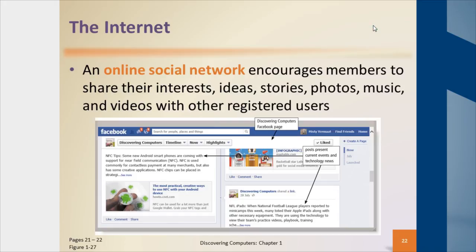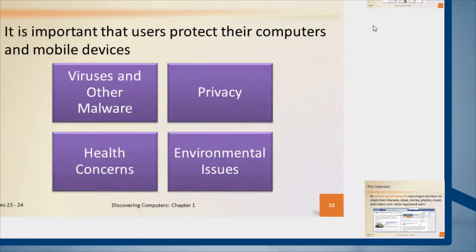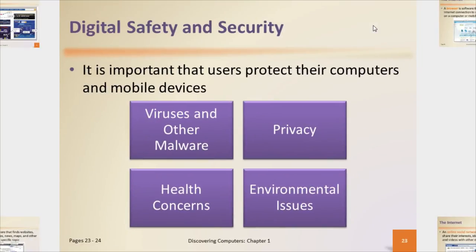So that's all there is to a social network. It's this group of people that are in some way, shape, or form interested in the same thing. They're some way related, and they get together in a social or virtual environment to be able to share that information.